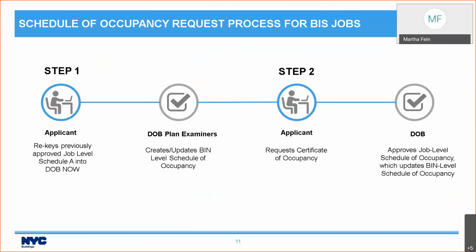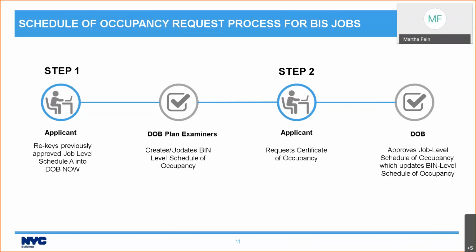DOB plan examiners will then approve that, and the information that you put into your job level schedule of occupancy will update the bin level schedule of occupancy. Then when you're ready, you will request the certificate of occupancy. And DOB will then approve the certificate of occupancy request. And when the certificate of occupancy request is approved, the bin level schedule of occupancy gets updated again.